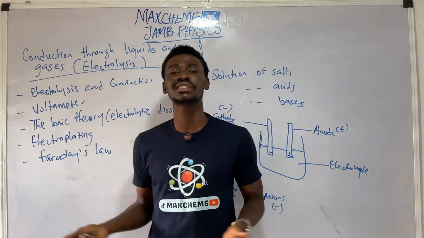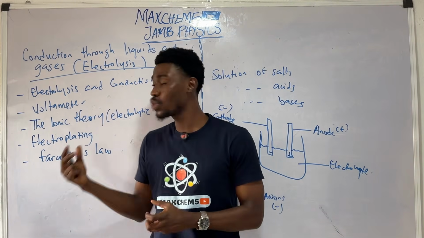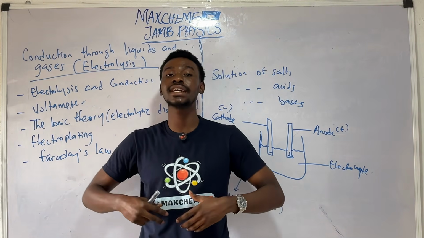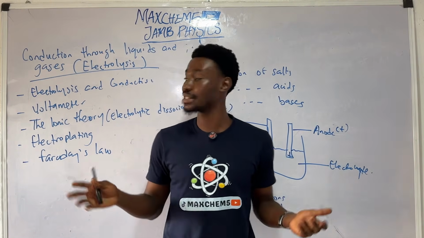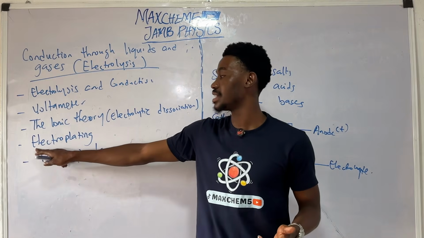So the next thing I want to talk about is electroplating. Electroplating is simply the coating of a metallic surface with another metallic surface to improve the appearance of that metallic surface or to prevent corrosion. That is what electroplating is.